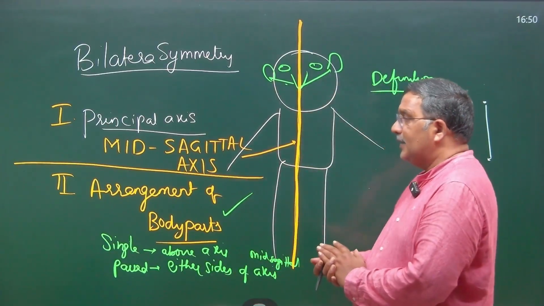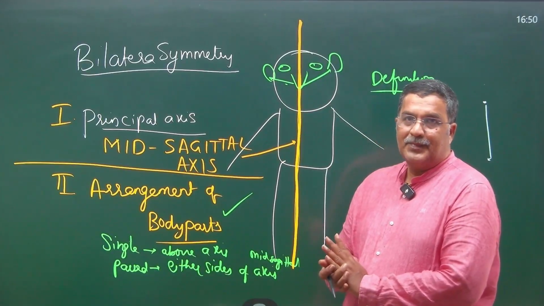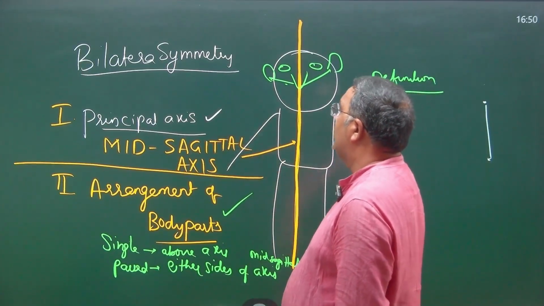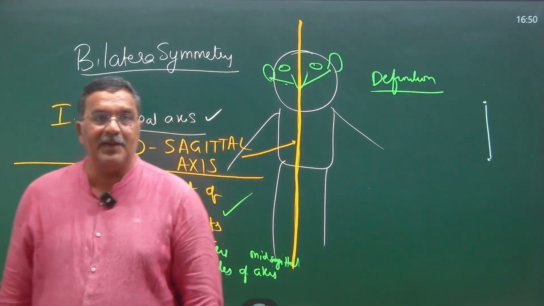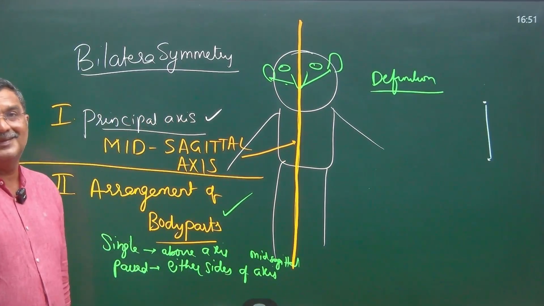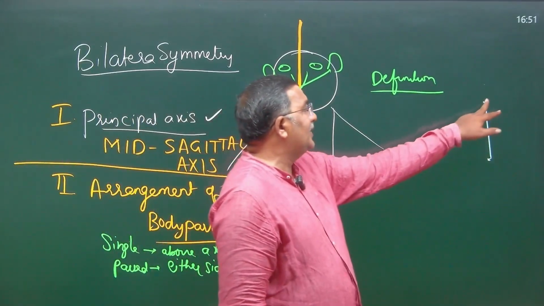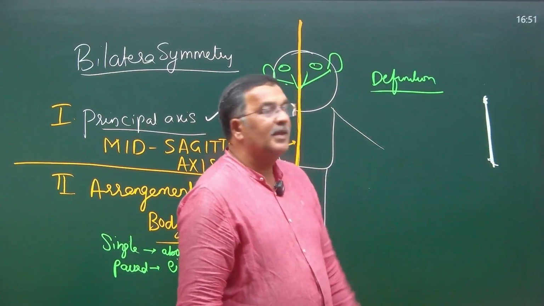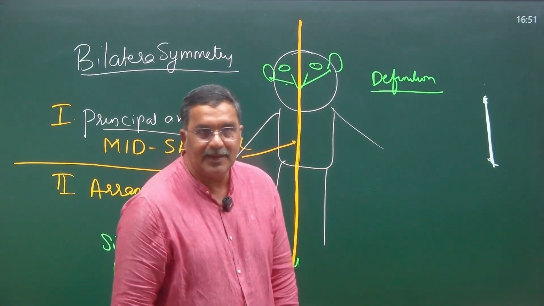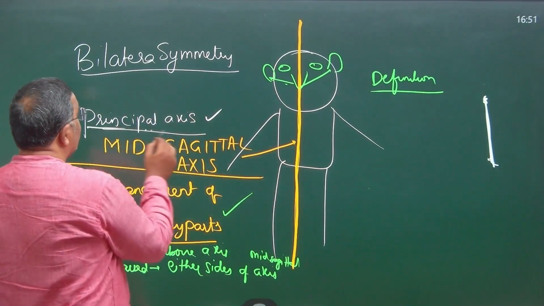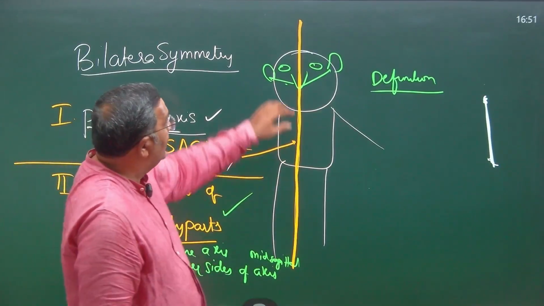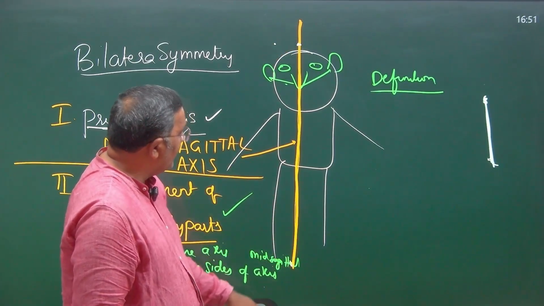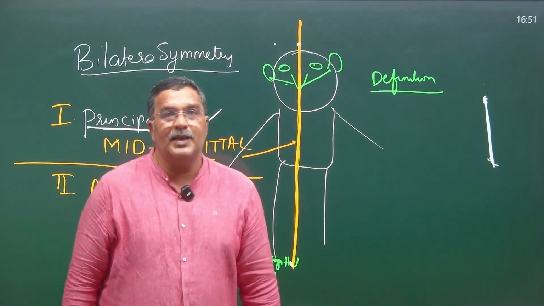Let us see bilateral symmetry. For any symmetry, first of all, we need to recognize the principal axis. What is axis? You might have learned it in mathematics. Axis means an imaginary line drawn from one point to another point, isn't it? So, we are talking about the principal axis. What is the principal axis? An imaginary straight line drawn from one midpoint to another midpoint.